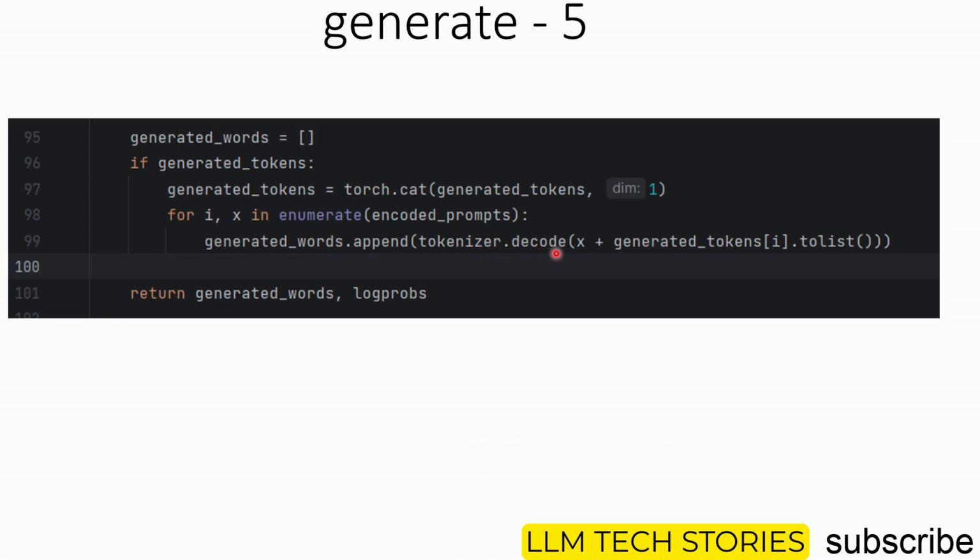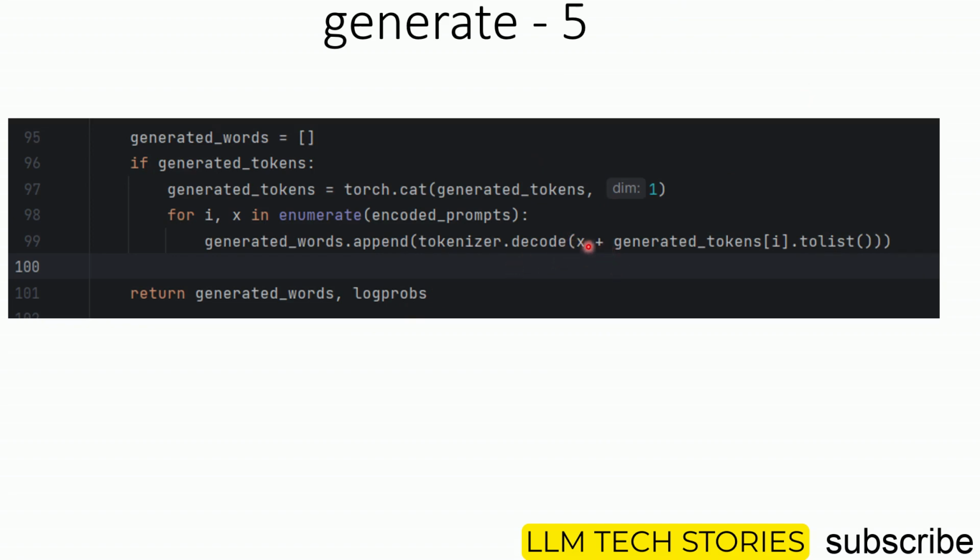It is decoding the word, and it is getting appended into the generated words. And finally, the generate function returns the generated words and also the logarithmic probabilities. So here you can see that combining encoded prompts and generated tokens.